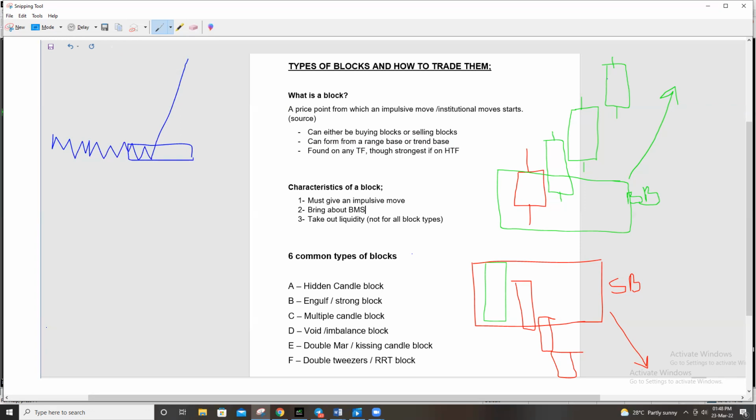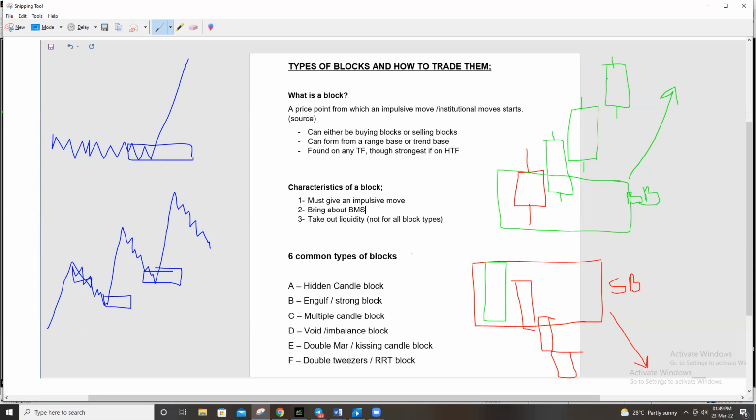For the trend base, the market will be trending, giving us impulsive moves up, reactive moves down, impulsive moves up, reactive moves down. Now, there will be blocks that are responsible for these impulsive moves. That is what we call the trend base. So this is a range base block, and this is a trend base block. Then it can be found on any time frame.